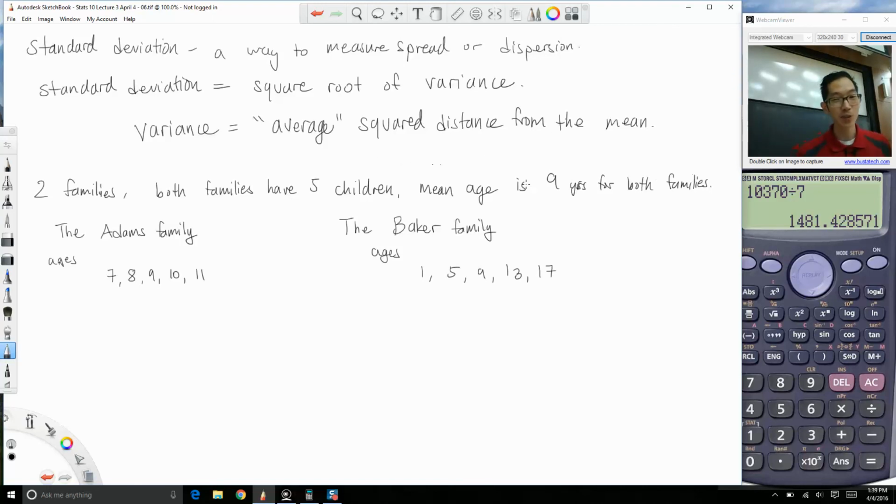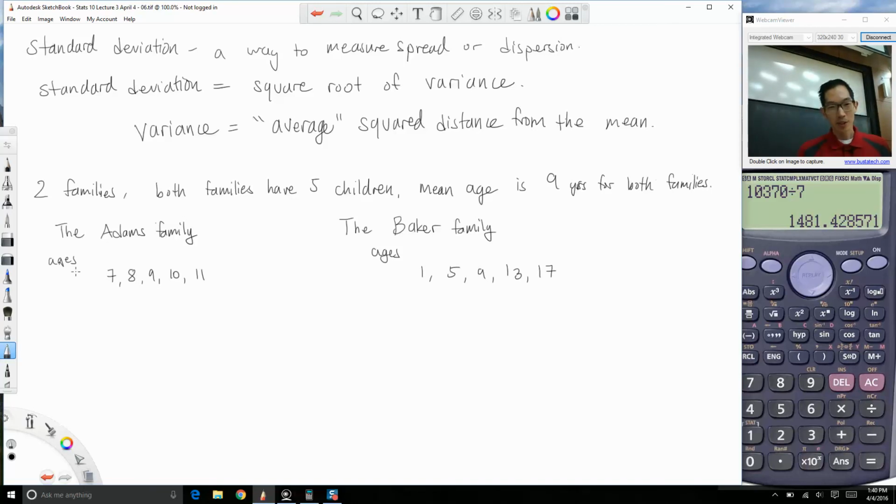So both families have 5 children, and an average age of 9 years in both cases, right? Does life in the Adams family look similar to life in the Baker family? No. In the Adams family, the kids were born boom, boom, boom, boom, boom, very close to each other in age, like classmates in high school who have a brother and a sister very close in age. Whereas in the Baker family, the oldest child could almost be acting like a parent to the youngest sibling. So all sorts of stuff.